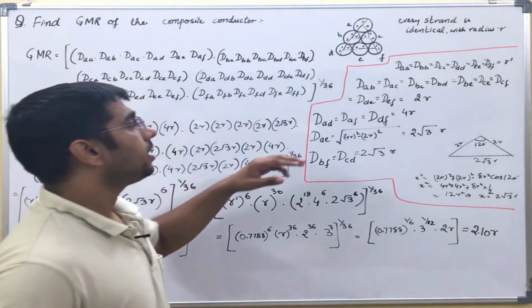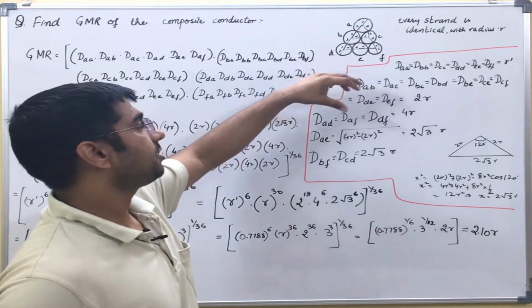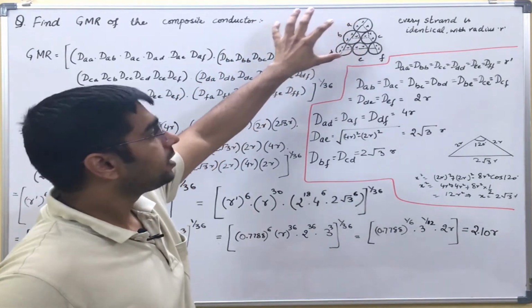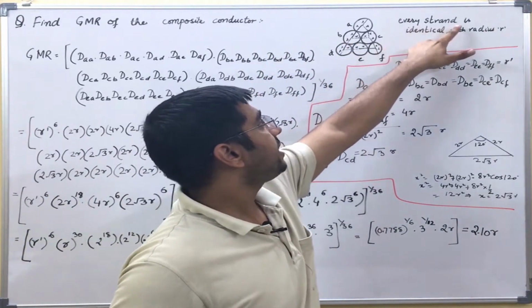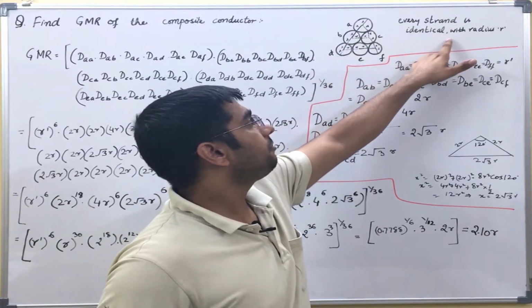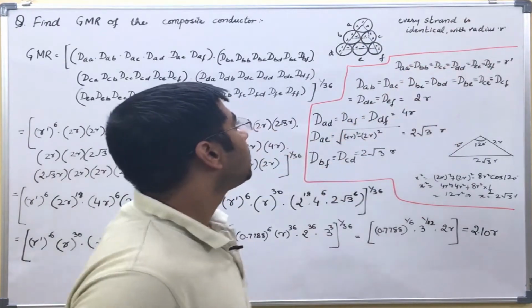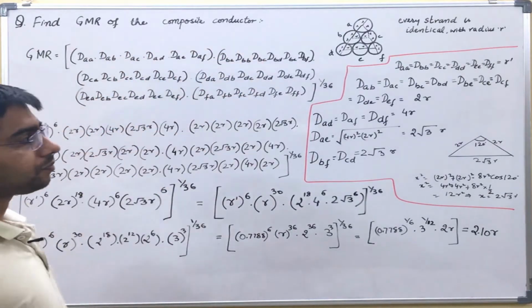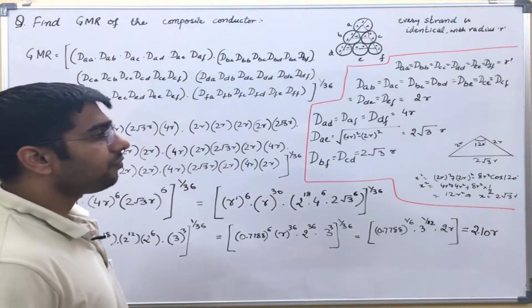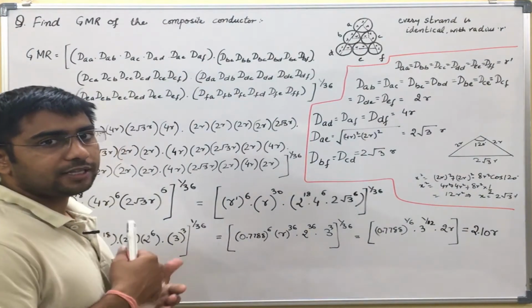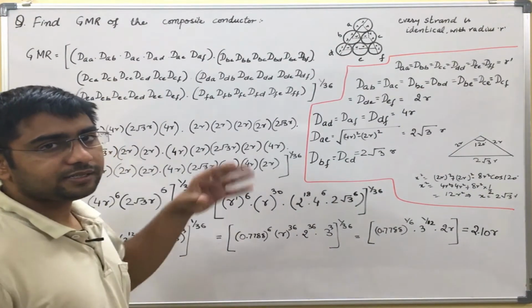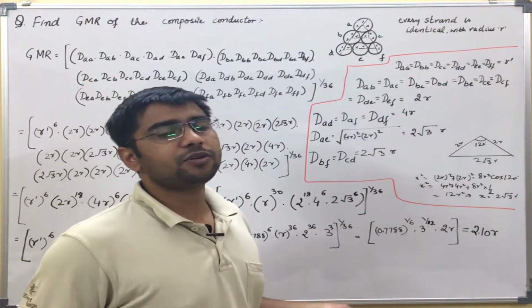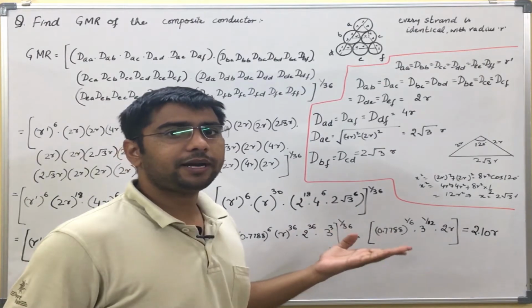We are given this kind of configuration where we have A, B, C, D, E, F, 6 conductors, and every strand is identical with radius r. So we need to find the GMR of this conductor. We already know that to calculate GMR we need to find the distances between each strand, including its own self GMD, which is only r dash, that is 0.7788 r.